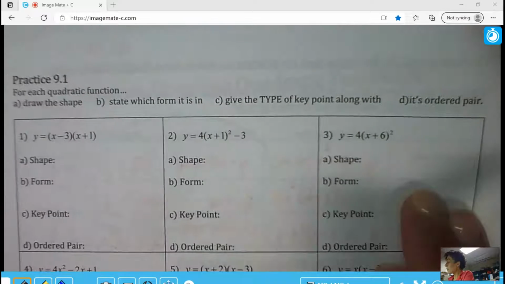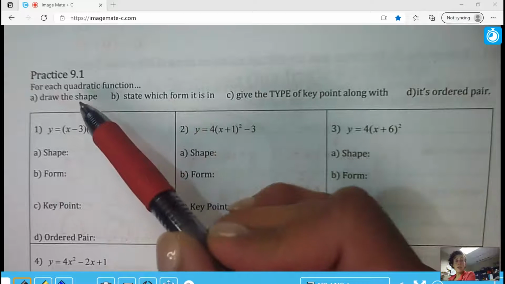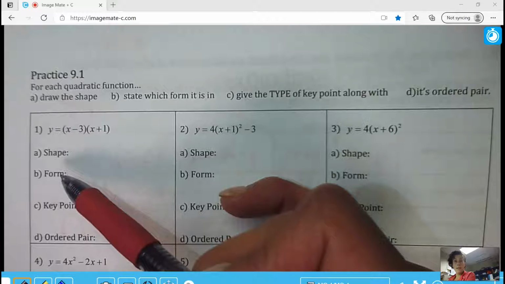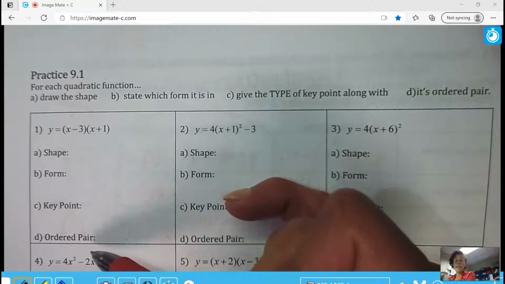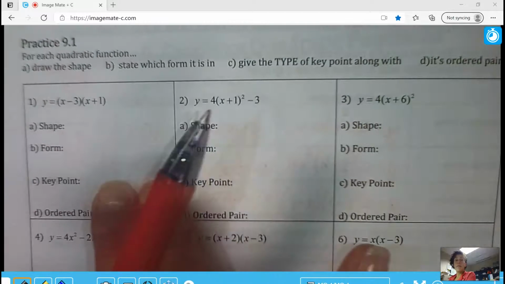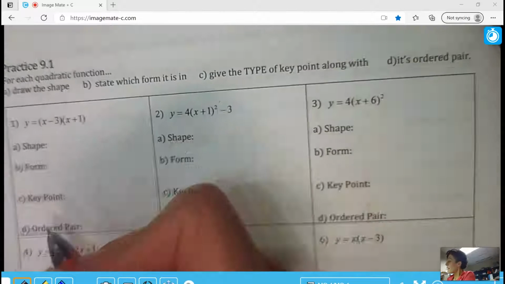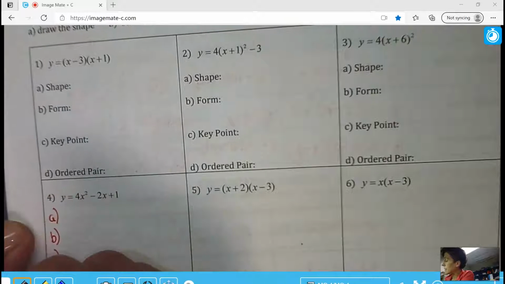So I'll take care of the first row, and if you've noticed, for each quadratic function, you're going to draw the shape. You're going to state what form it's in. Then you're going to give the key point, and then you're going to tell me the ordered pair. So I've set up 1, 2, 3, but you're going to continue that with 4, 5, 6. So when you get to 4, 5, 6, just write part A, part B, part C, part D.